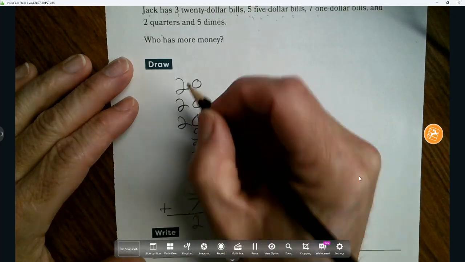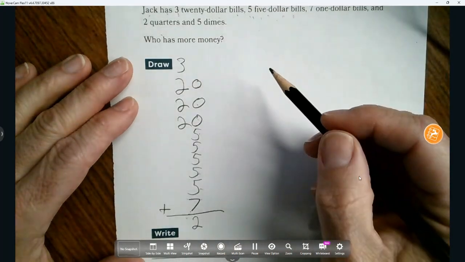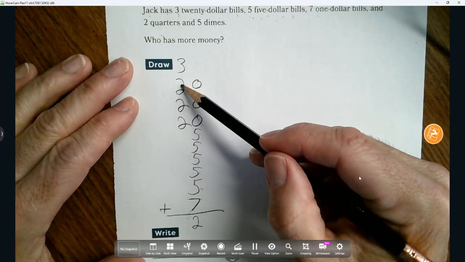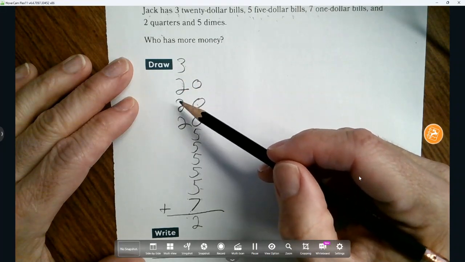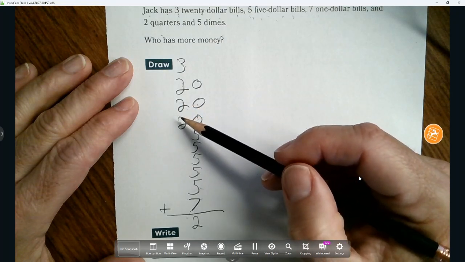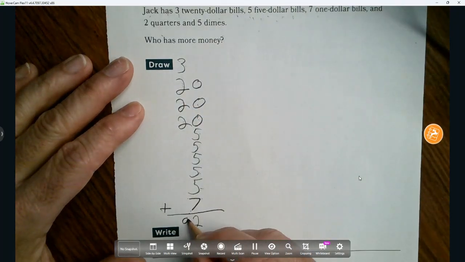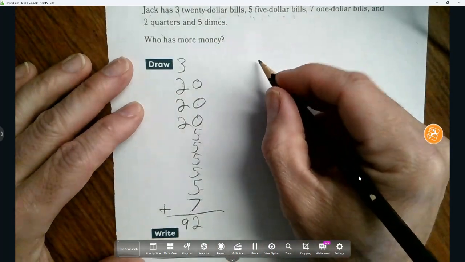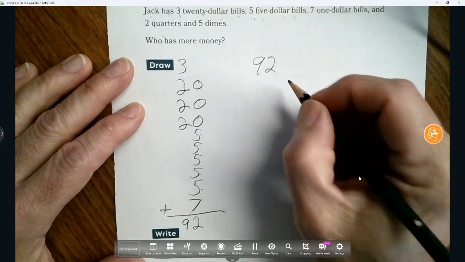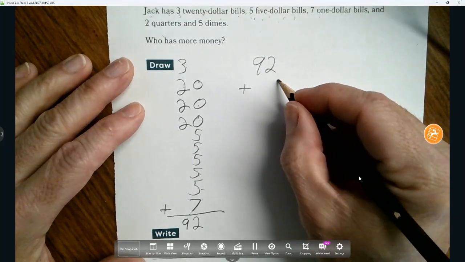So 2 here, 3 here. 3 plus 2 is 5. 5 plus 2 is 7. 7 plus 2 is 9. So we have 9. Then we have 2 quarters and 5 dimes. So we're at $92 right now, plus 2 quarters.